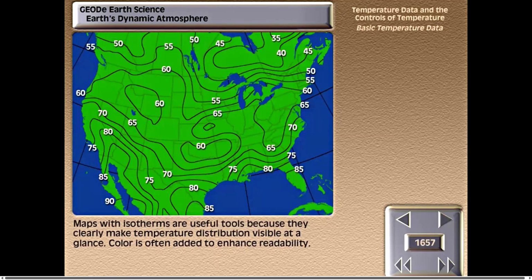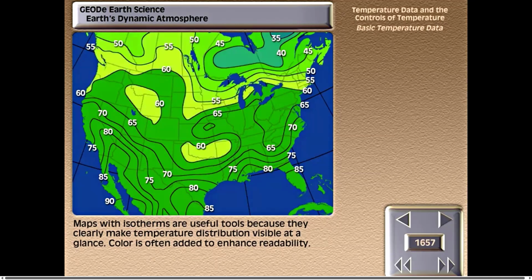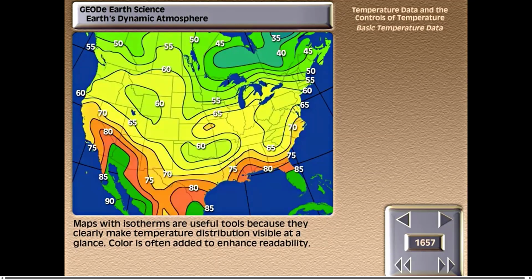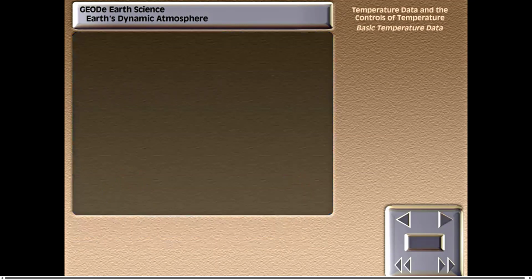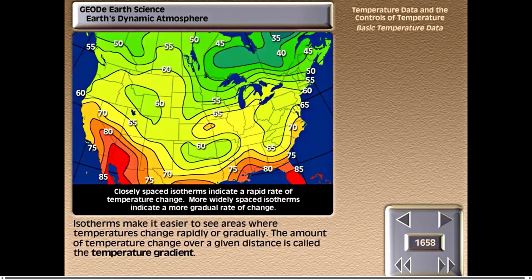Maps with isotherms are useful tools because they clearly make temperature distribution visible at a glance. Color is often added to enhance readability. Isotherms make it easier to see areas where temperatures change rapidly or gradually. The amount of temperature change over a given distance is called the temperature gradient.